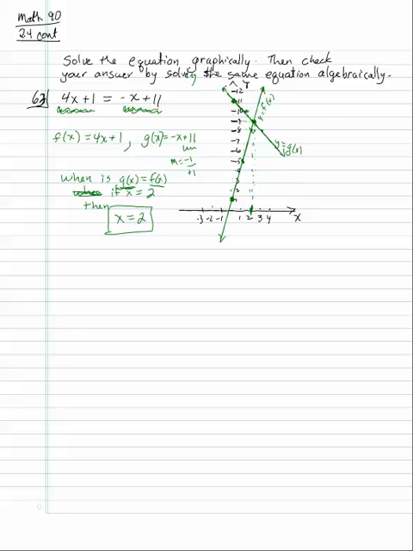Now, they want me to check it by doing the algebra. Okay, so let's see, get all the x's on the same side. So we get 5x plus 1 equals 11. Subtract 1. 5x equals 10. Divide by 5, x equals 2. Now obviously that was way quicker than doing the graph.